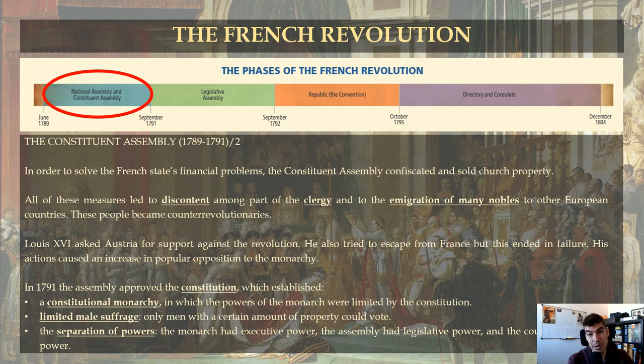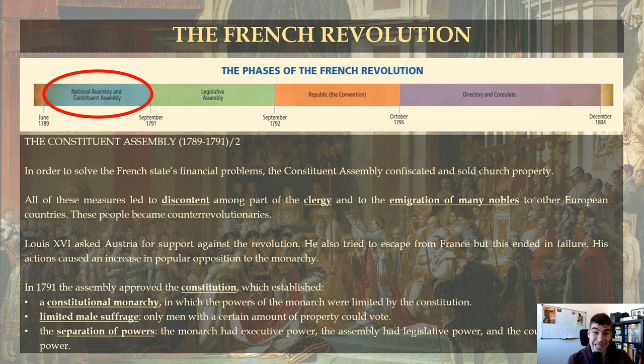The Austrian Empire was one of the most powerful states at this moment. He also tried to escape from France, but this ended in failure. They were caught near the Dutch border, okay? His actions caused an increase in popular opposition to the monarchy. So the people, mostly the Third Estate, the common people, supported the king less, okay?